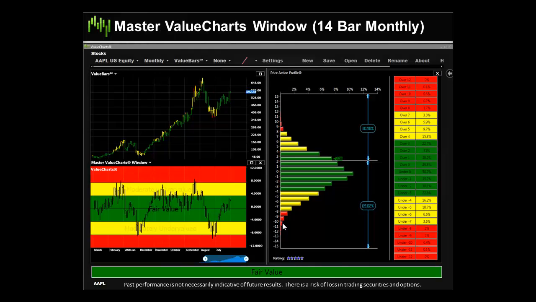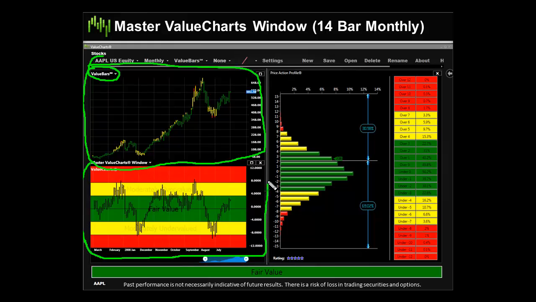Now, let's take a look at the Master Value Charts window. This is utilizing the Value Charts tool on Bloomberg. And you see right here in the upper left-hand corner, we have the normal open, high, low, close bars, and this is using, in addition to that, an overlay tool called Value Bars. Okay, so that's nothing new here, open, high, low, close bars, but Value Bars are a great tool. They essentially are projecting the color here from the Value Charts price window that's below the traditional price chart onto the traditional price chart. Makes it a little bit easier to see what's happening there.